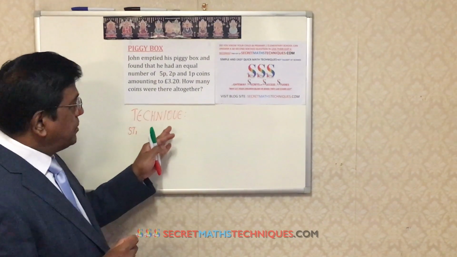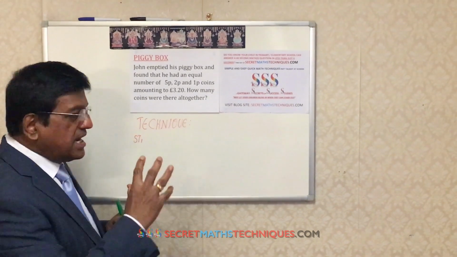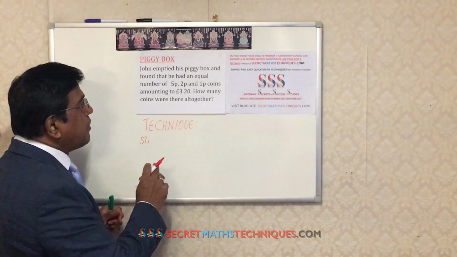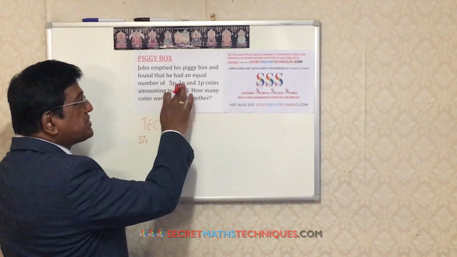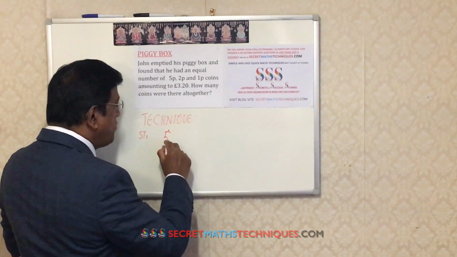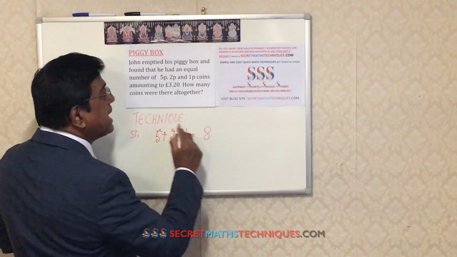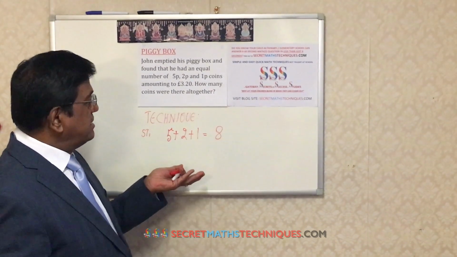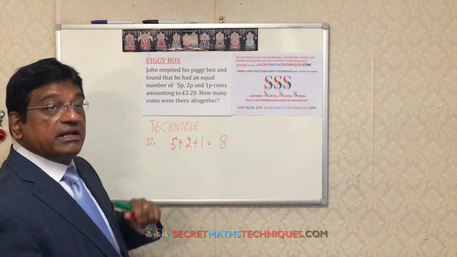Now, let me go through how to do this. Please concentrate and look at the board so that I can write. The first step is to add these denominations of 5, 2, and 1. So 5 plus 2 plus 1 equals 8. A simple step. Will it take a second? No, less than a second is good enough for this.